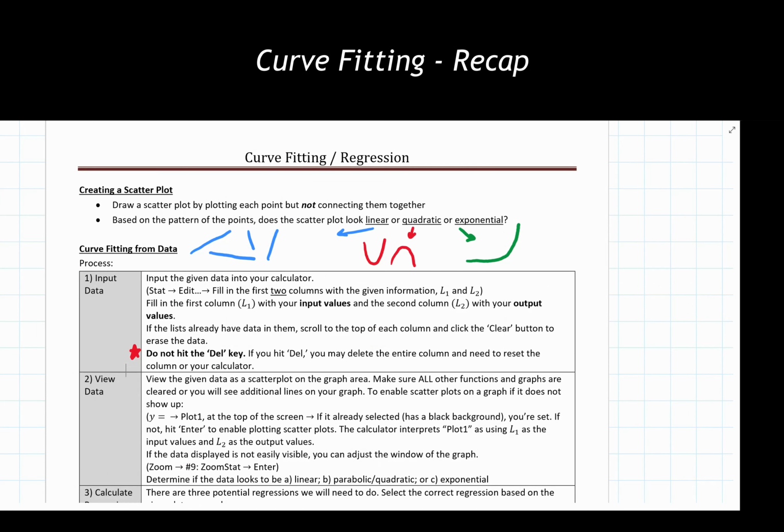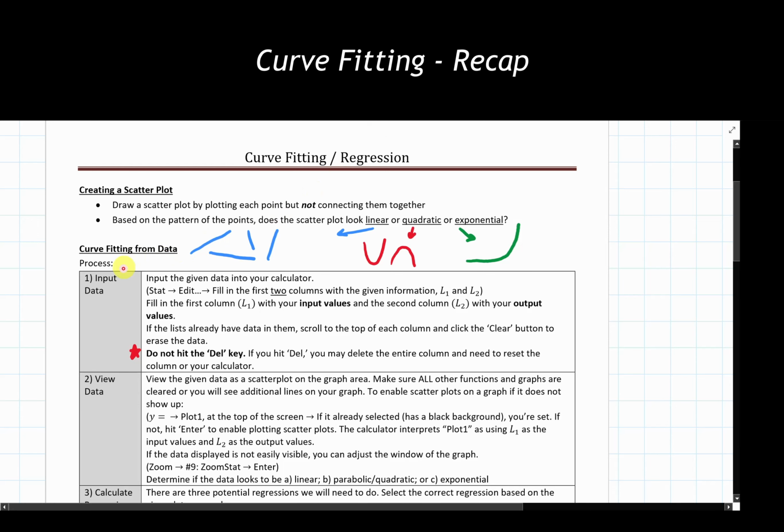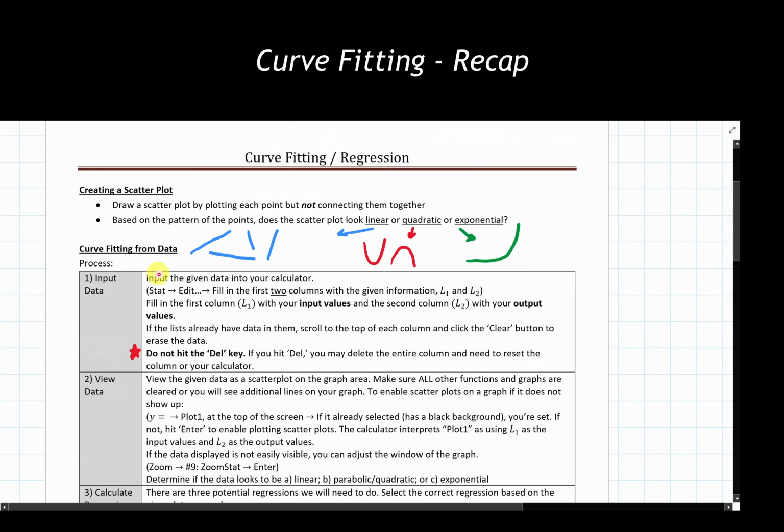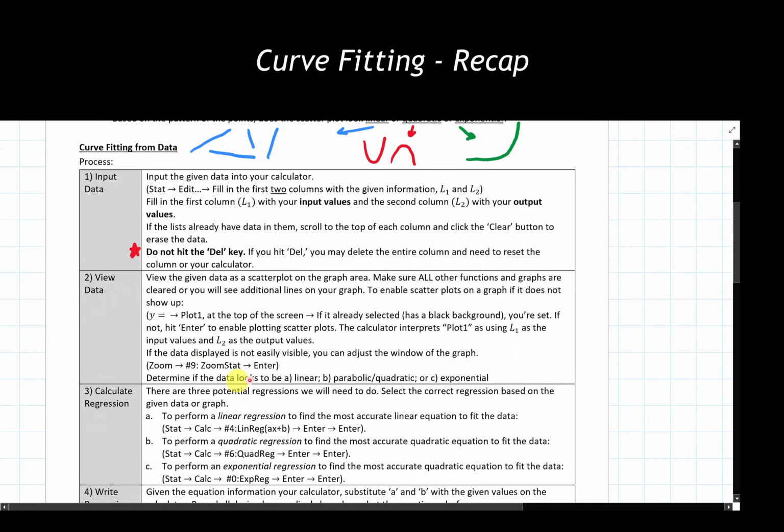So as a quick wrap up and review and summary of what we went through here today with our curve fitting and regression, we went through how to input that data into our graphing calculator, remembering that we are not hitting the delete key to clear lists. We're then viewing that data to determine if the information looks linear in nature, quadratic, or parabolic in nature, or exponential in nature like we see here. We can use the zoom stat key to help us adjust the window to see the data a bit more clearly, and I recommend we do that on a problem by problem basis.